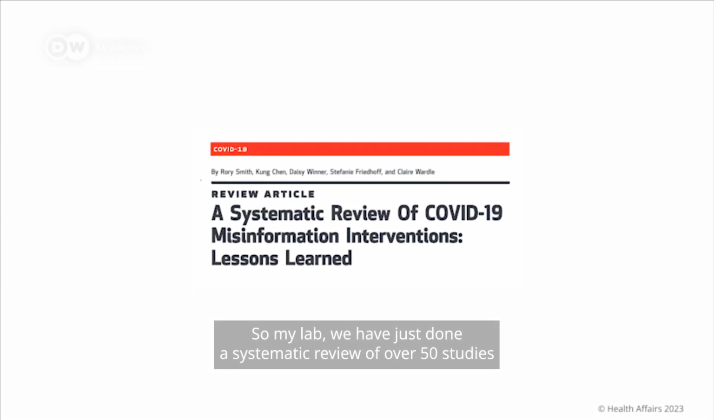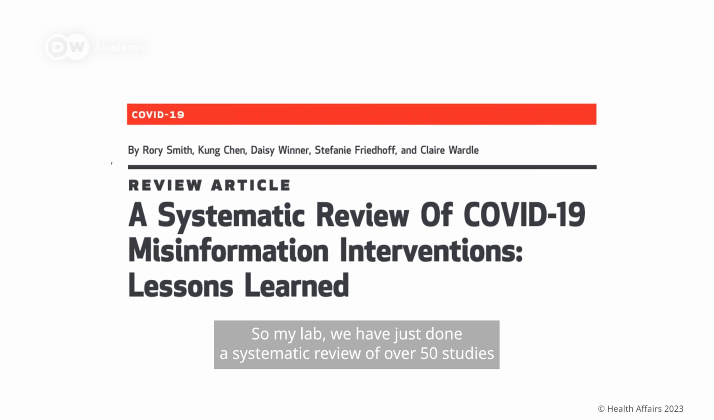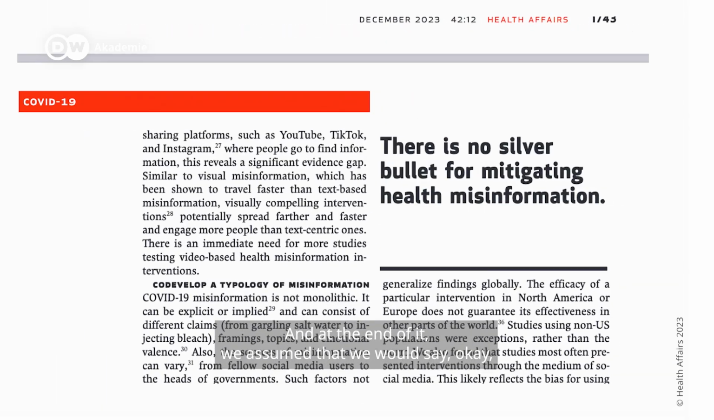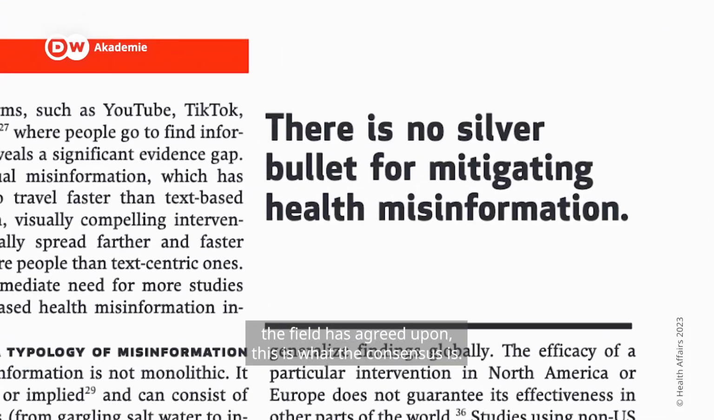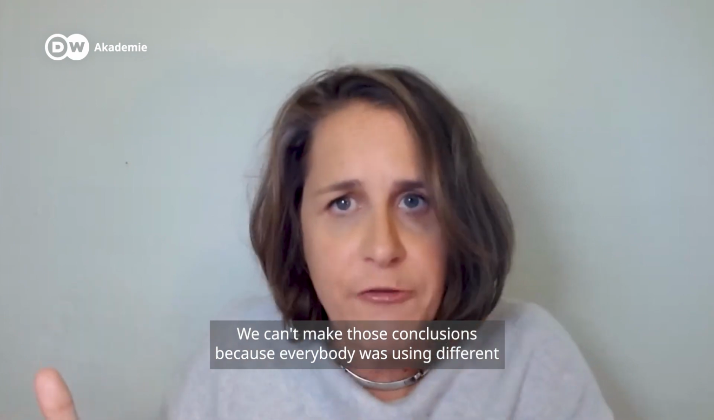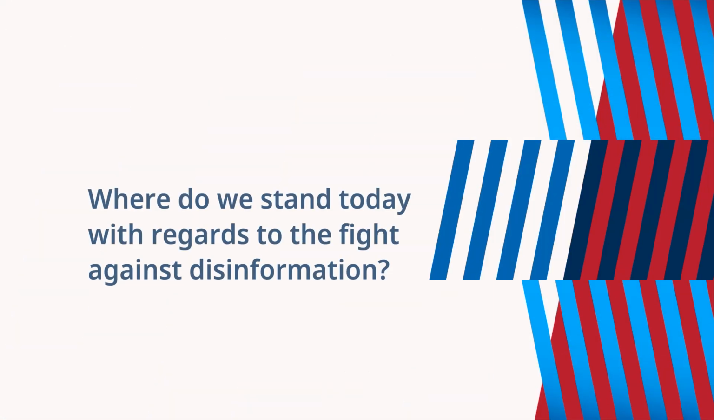So at my lab, we have just done a systematic review of over 50 studies that included over 120 interventions. And at the end of it, we assumed that we would say, okay, the field has agreed upon, this is what the consensus is. We can't make those conclusions because everybody was using different definitions and different stimuli and different measurements.